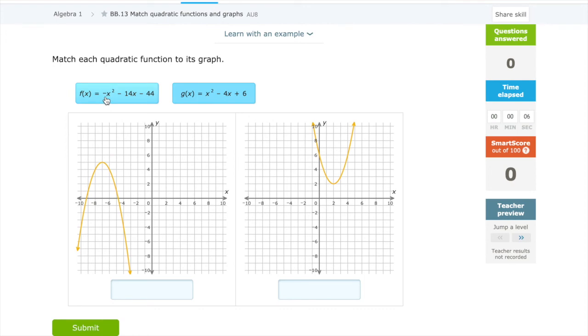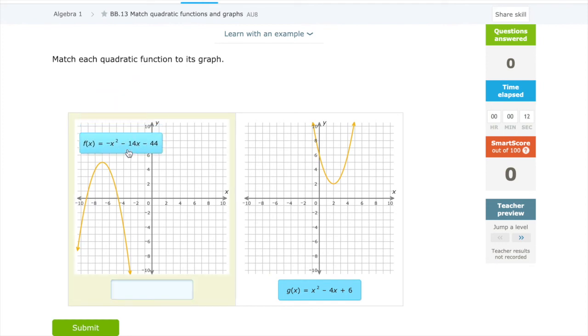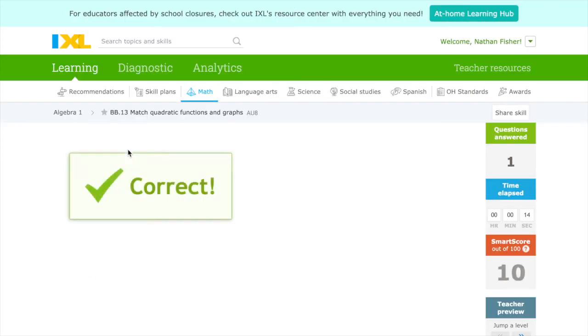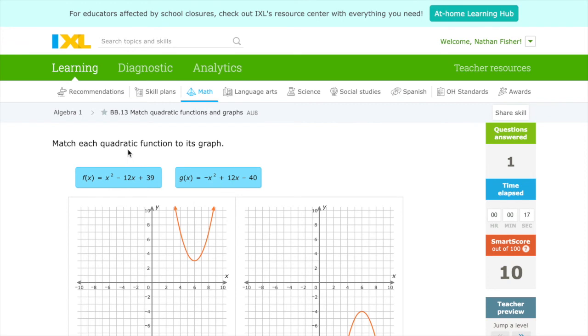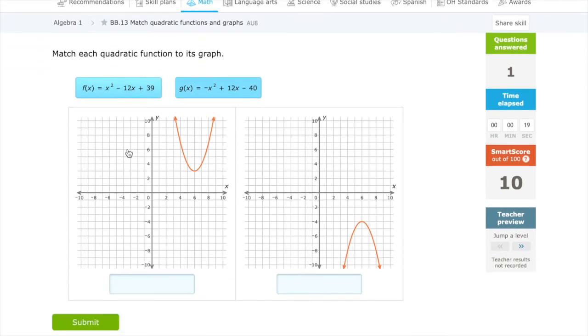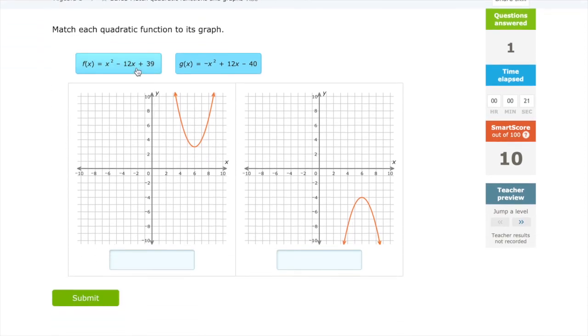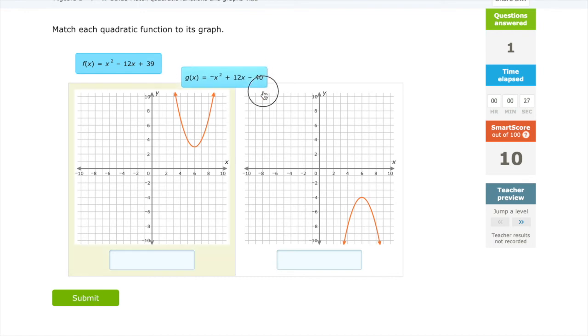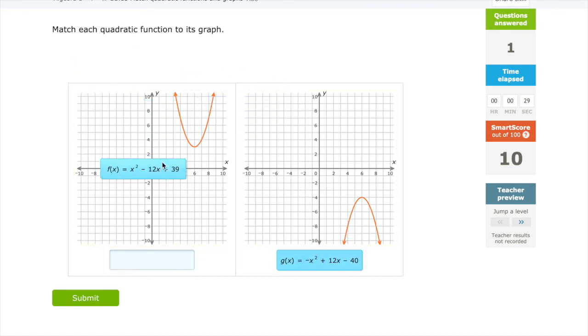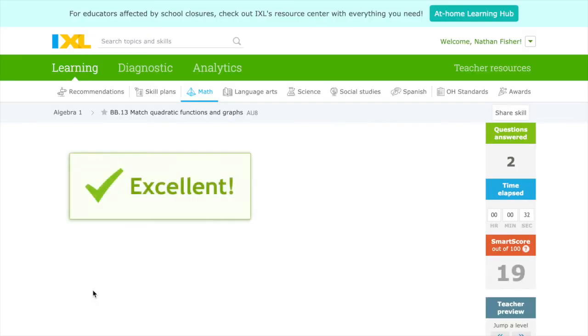Again, right off the bat, I would look for negative leading coefficients versus positive. So that would be my go-to option. I would also do the same thing here. I have a positive and a negative. Also, this 39 and the negative 40 are a little big and would go off our graph, so that's not going to really be helpful yet.